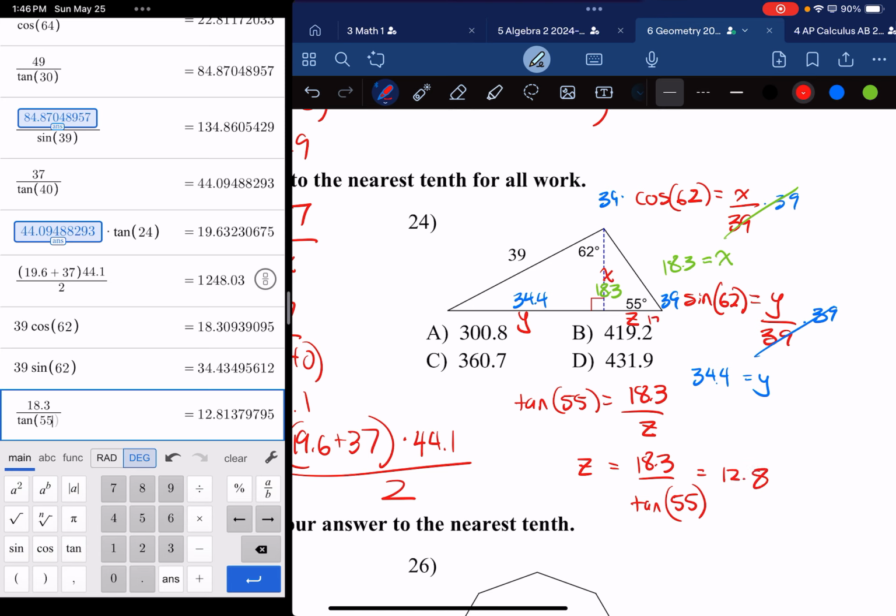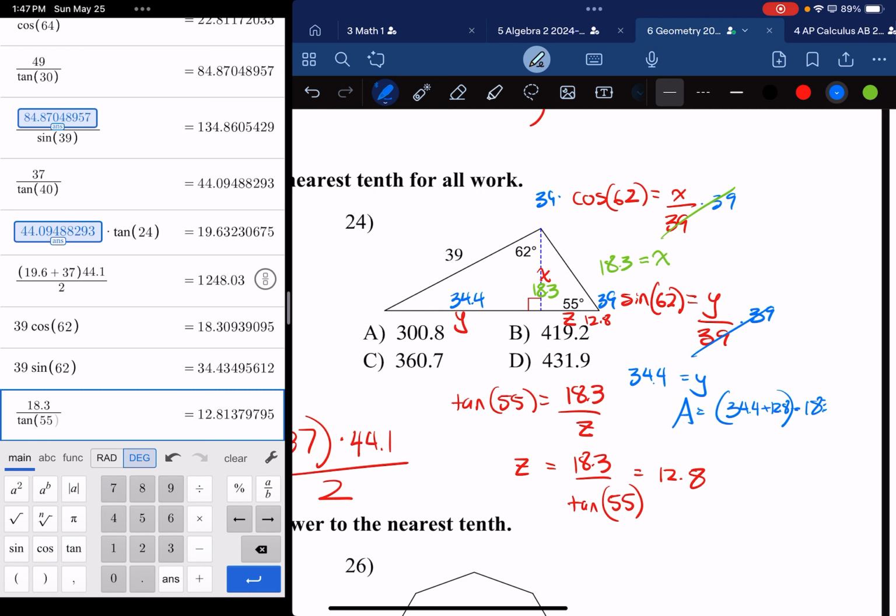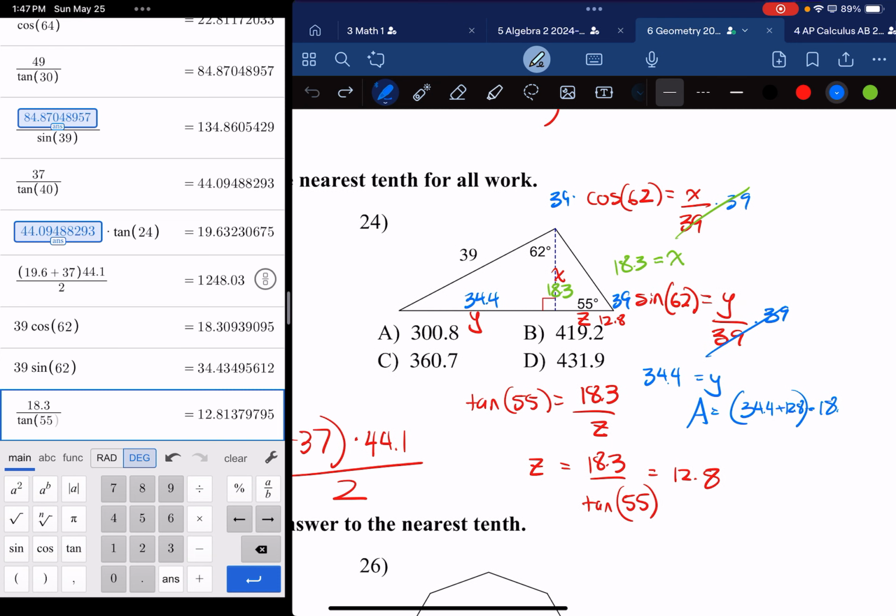So I can label it as 12.8 down here, and now I can just go ahead and find the area of the triangle, because the area of the triangle is going to be the base. So area of the triangle is going to be equal to the base, which is going to be two things added together. I have a 34.4, and I have a 12.8, and then I'm going to add that together, and then I'll multiply by the height. Height is 18.3. Then I'll divide that all by 2.